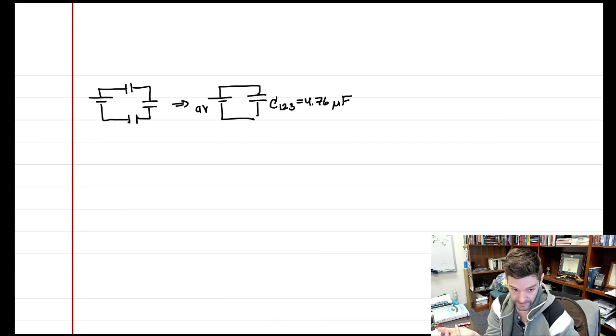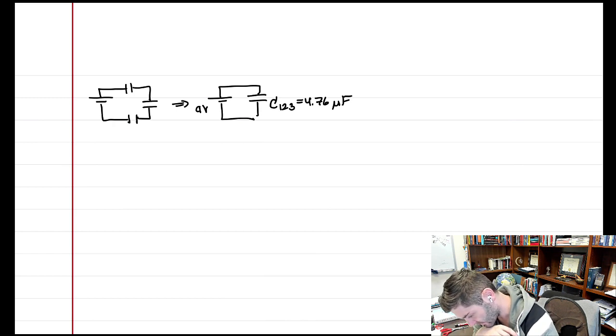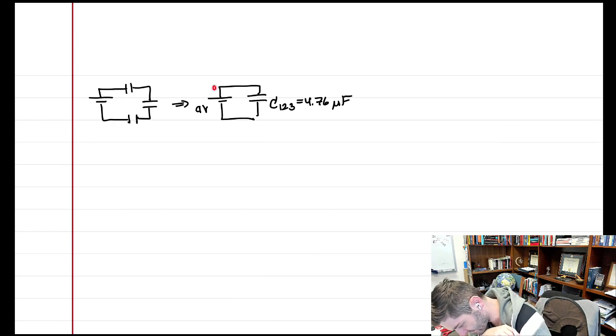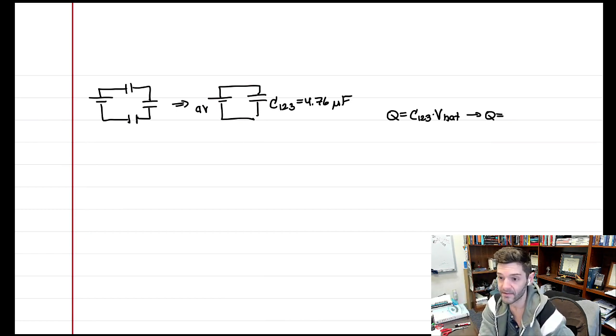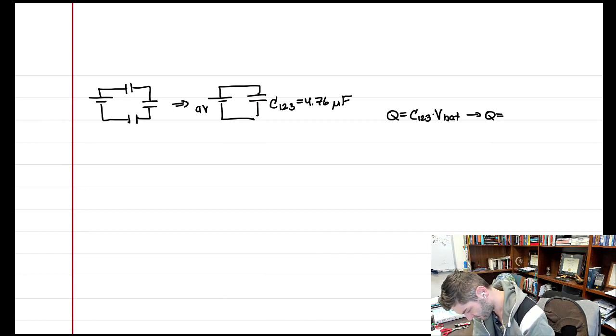With this very simple circuit, one capacitor, one battery, I know, as we've talked about to death, that the potential difference across the battery is 9 volts. So the potential difference across the capacitor better be 9 volts. So if Q equals C123 times V battery, that says the charge that builds up on this equivalent capacitor is 4.29 times 10 to the minus 5 coulombs.